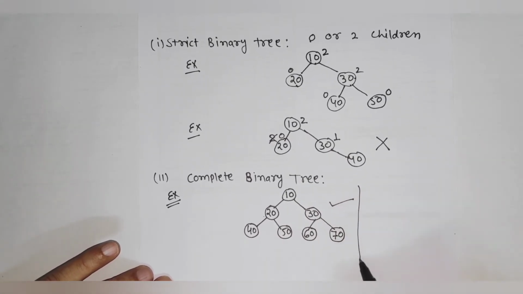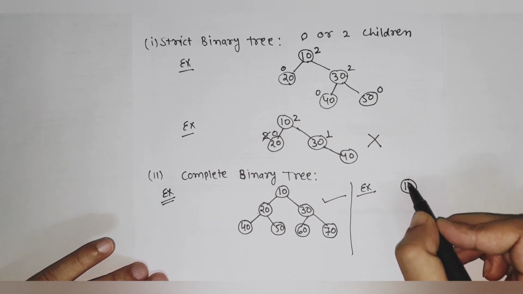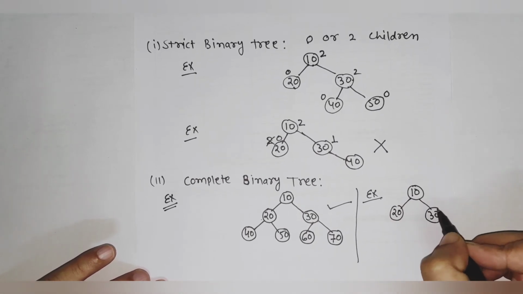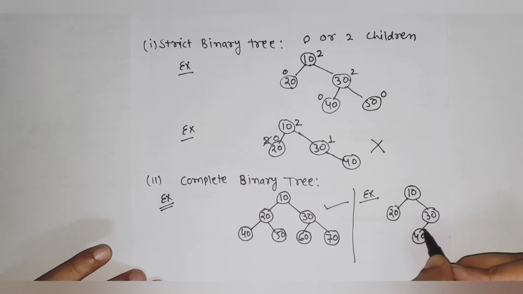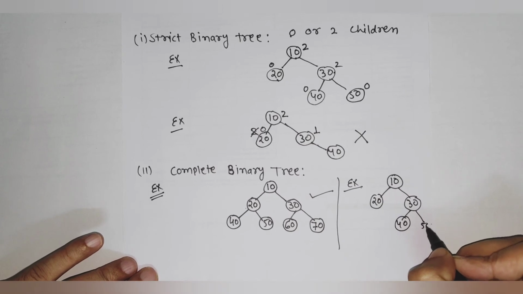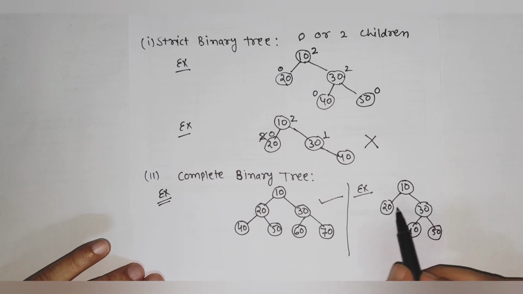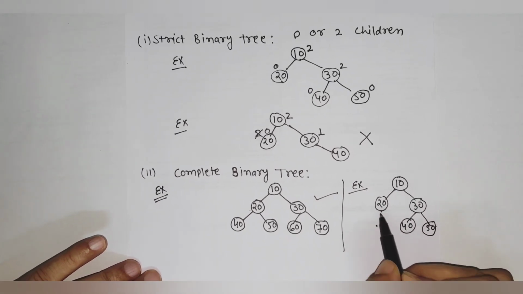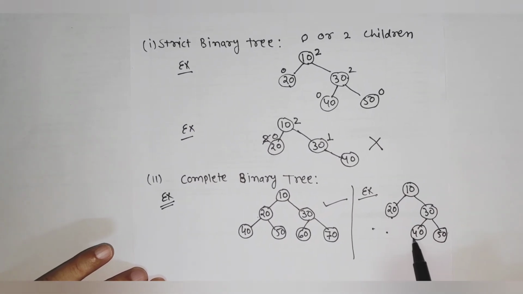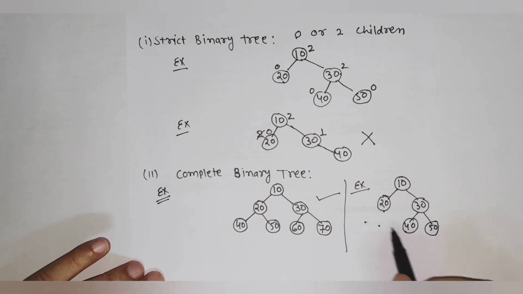Now for example, suppose I am adding one node here, now again 20, 30 and now 40. Now this is not a complete binary tree, or we can add here also. Now also it is not a complete binary tree, because in the next level we should start from left to right, but we are filling from right to left, so it is not a complete binary tree.